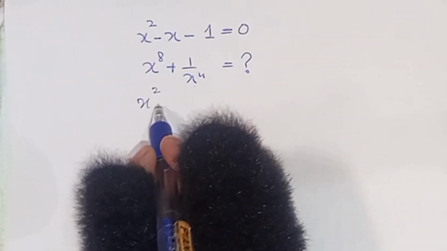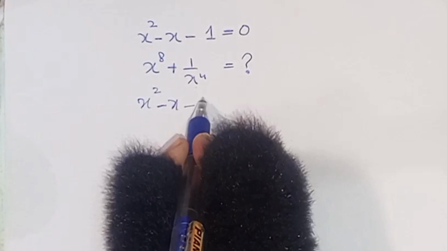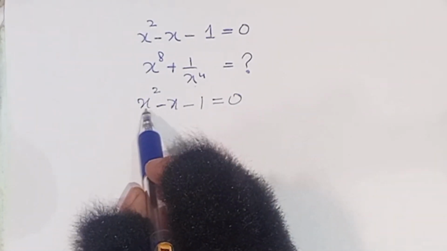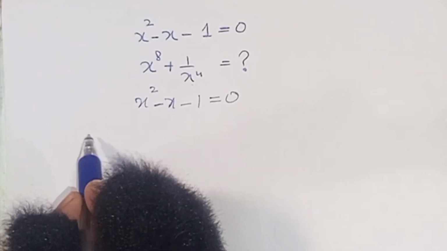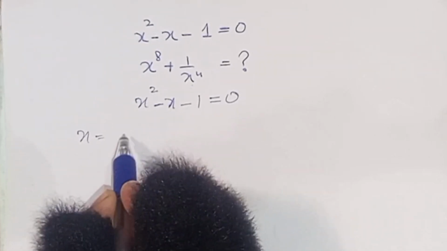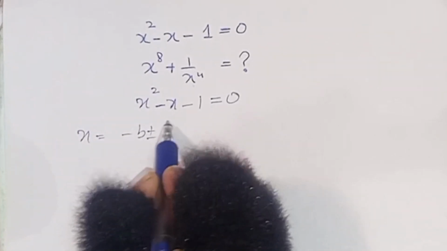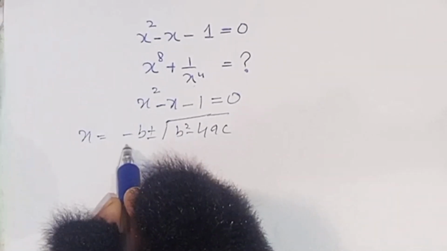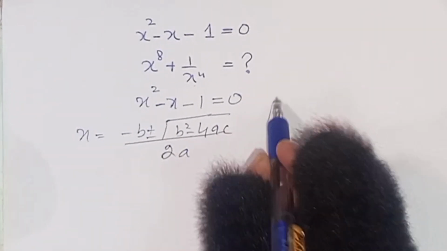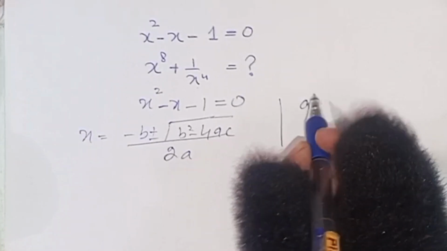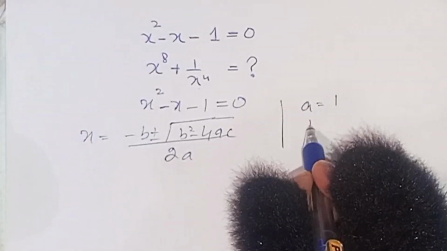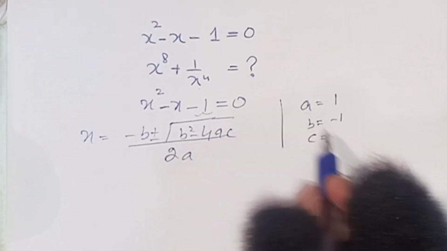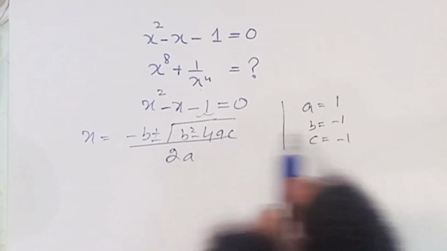Look at this equation, x² − x − 1 = 0. This is a quadratic equation, so we use the quadratic formula: x = (−b ± √(b² − 4ac)) / 2a. Here a is the coefficient of x², which is 1, b is −1, and c is the constant, which is −1. So we substitute these values in this formula.